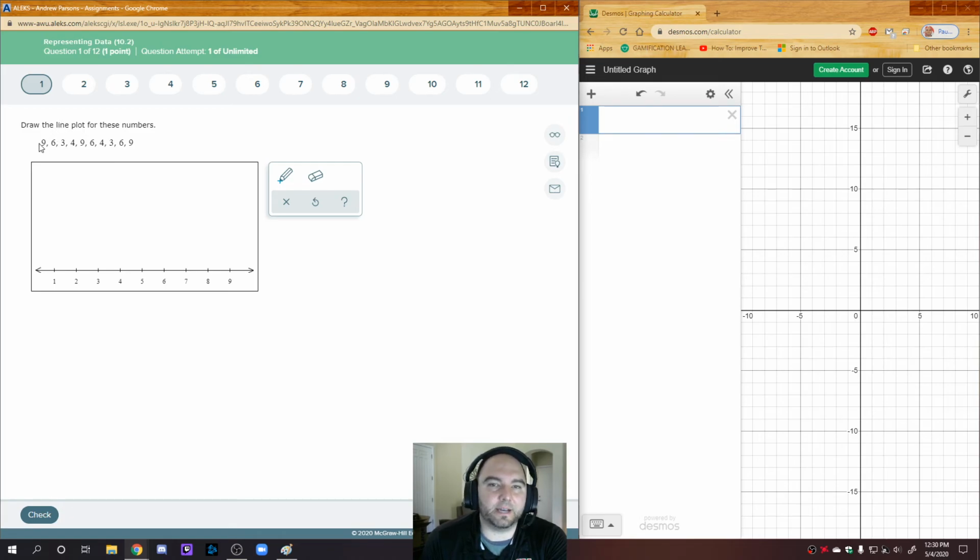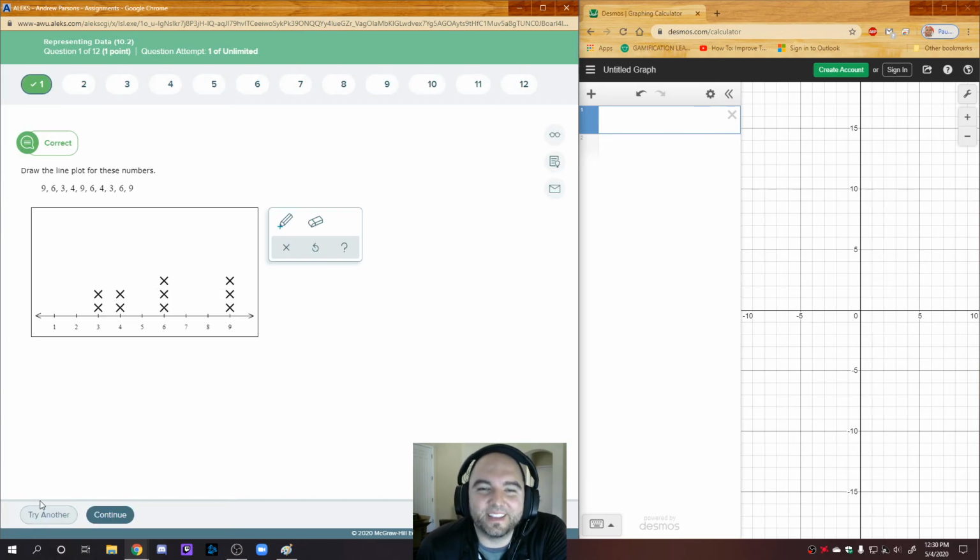So here we're making a dot plot of these numbers, which means if you see a 9, click above 9. You see a 6, click above 6. See 3, 4, a second one above the 9, second one above the 6, another 4, another 3, another 6, and another 9. That's the pinnacle of high school learning right there. Couldn't get any harder, could it? There you go. That's literally it, by the way.